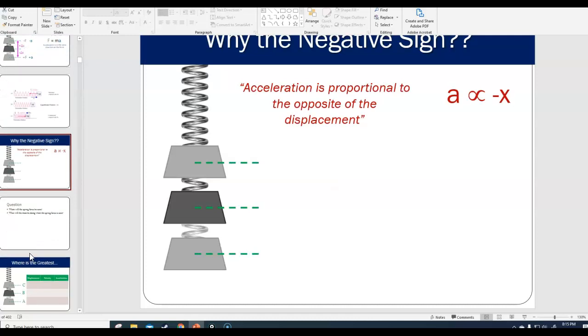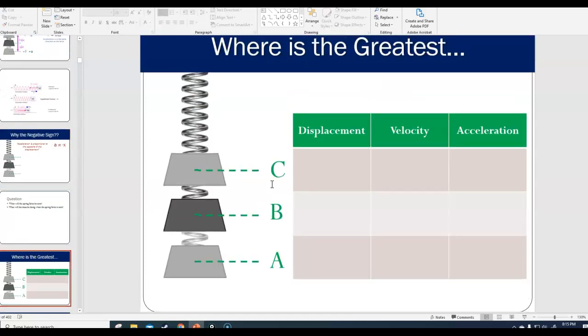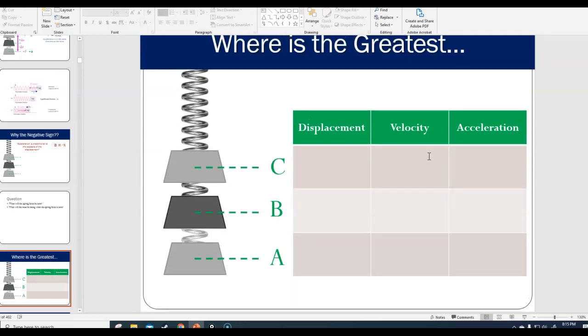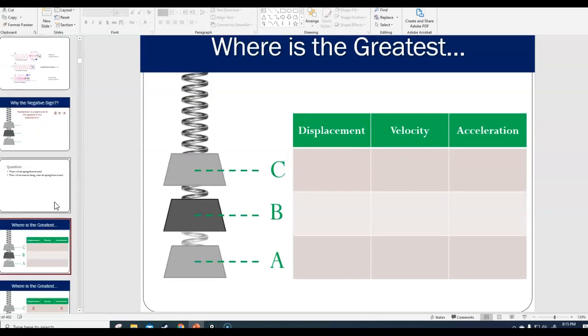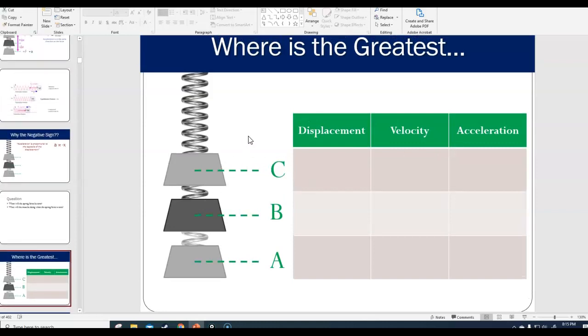Okay, and so putting that all together, let's consider trying to answer the question on this chart, which is basically saying where the displacement, the velocity, and the acceleration are going to be the greatest. Looking at this picture, we can see that this is still the mass on a spring, but it's just a vertical spring rather than a horizontal spring. That doesn't really change anything.